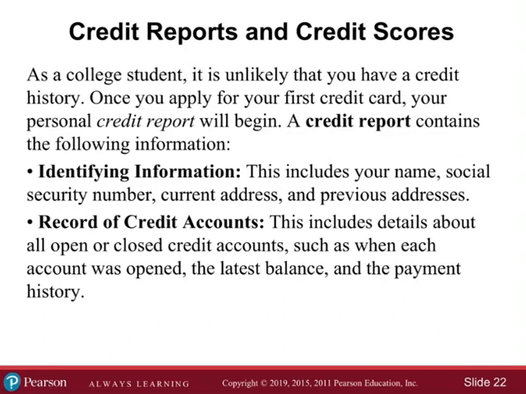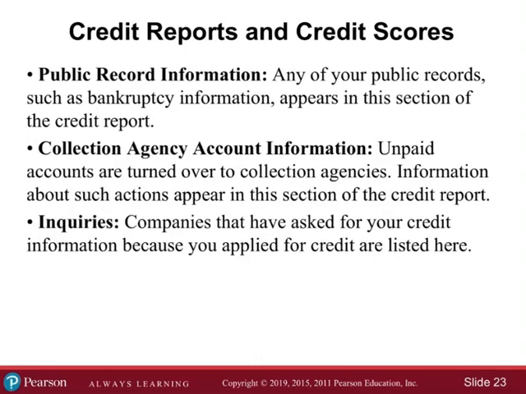Record of credit accounts. This includes details about all open or closed credit accounts, such as when each account opened, the latest balance, and the payment history. Public record information. Any of your public records, such as bankruptcy information, appears in this section of the credit report.